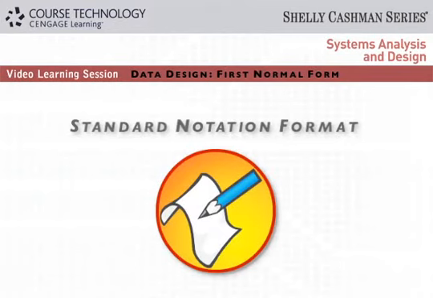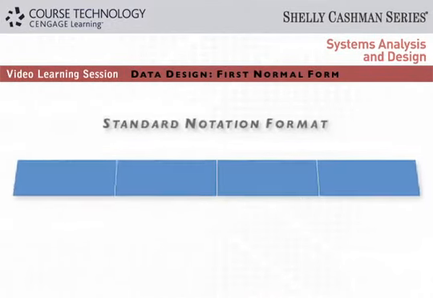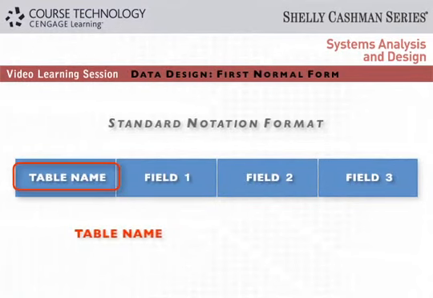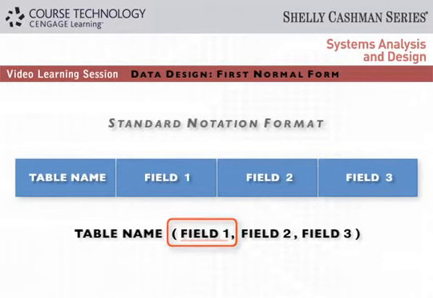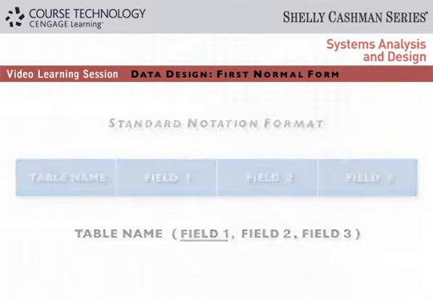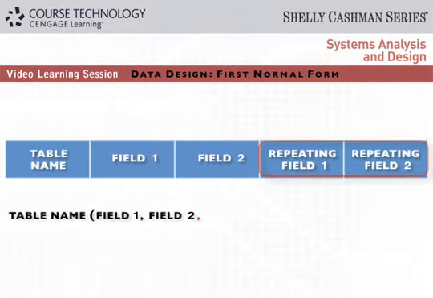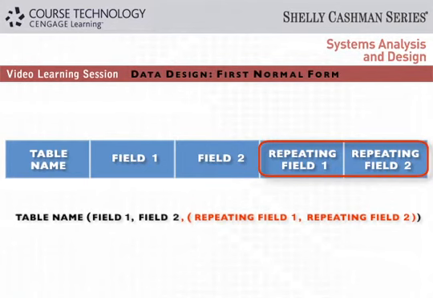We can describe a table design using standard notation format. Standard notation format shows the table name, followed by the names of the fields in parentheses, separated by commas. Next, underline the field or fields that serve as the primary key. How would you show a repeating group like this one? Notice the two repeating fields. You would put the repeating group in another set of parentheses inside the first set.